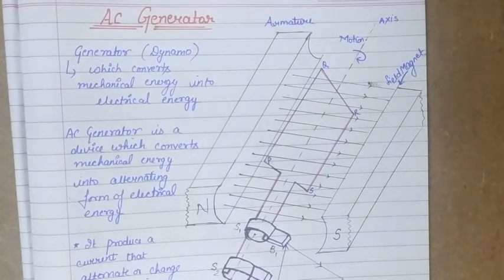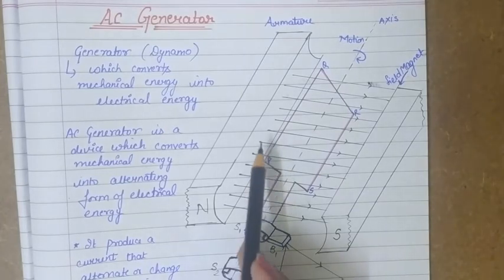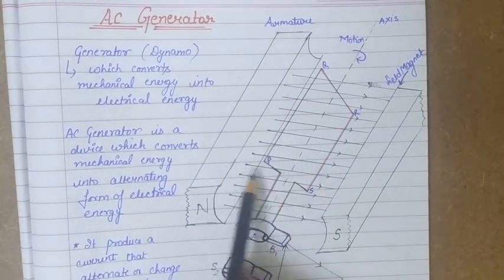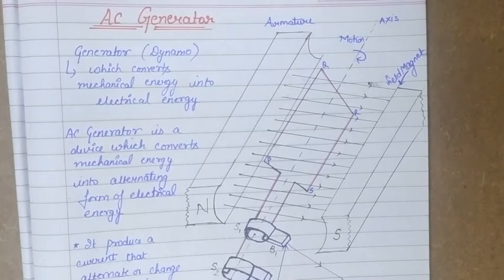Second essential part: we are working with the phenomenon of electromagnetic induction. So with the help of a magnetic field we are creating electric current. That means there should be some magnetic field. So for that we have field magnets. It is a permanent magnet of horseshoe shape, or it is a powerful electromagnet also if the AC generator is in the form of a large dynamo.